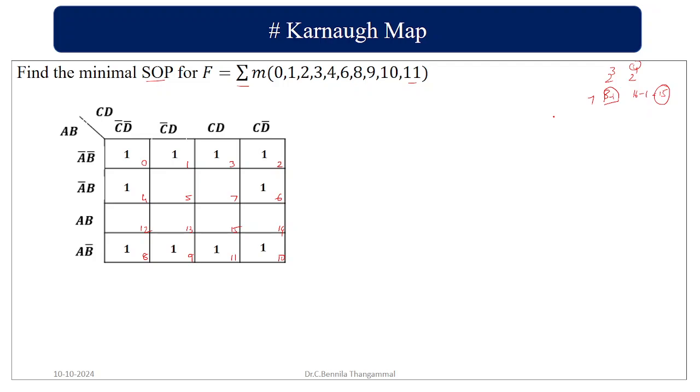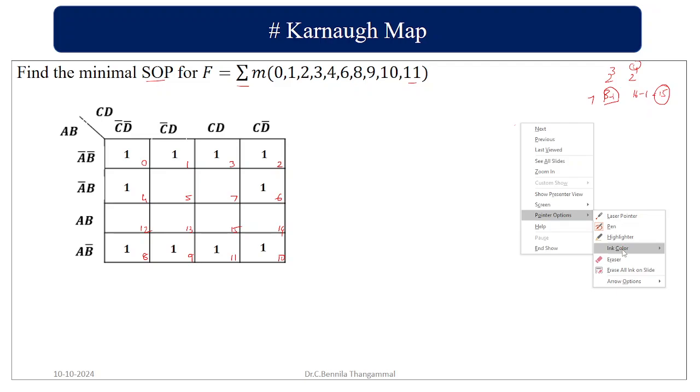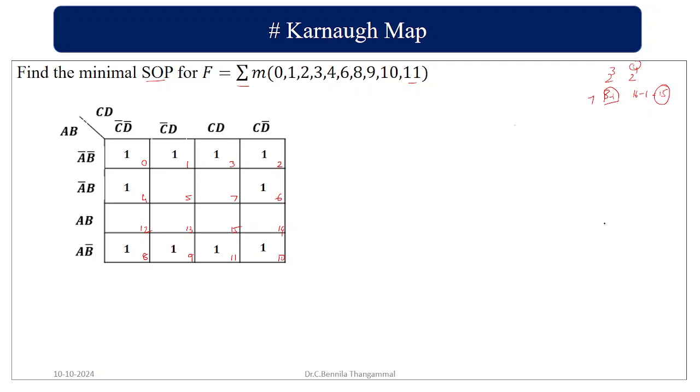So here, first, what you have to see is the grouping. You check for an octet first, then you can go for a quad, then a pair. Whether an octet is possible: I told you that I can roll it vertically as well as horizontally. If I roll it horizontally, these 4 are going to be adjacent to these 4, so I can have it as an octet. So this is going to be the octet.